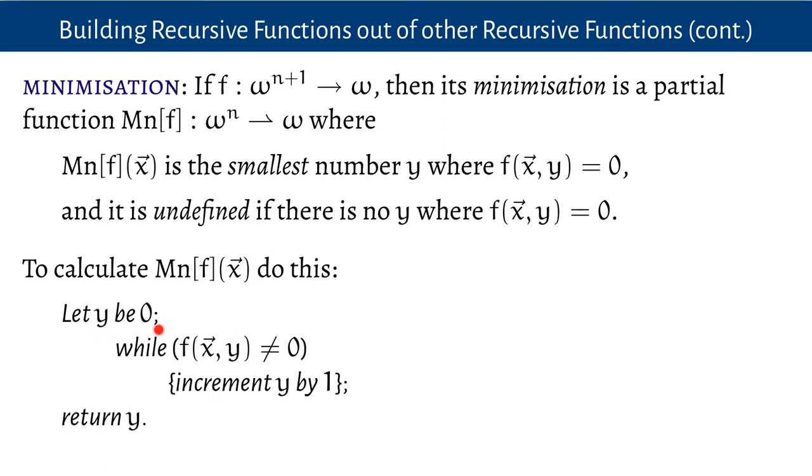We start off by letting y be 0, and we calculate f applied to the x's together with y. And if it is 0, we return y, but if it isn't, we add 1 to y and we try it again. So when we start, we calculate f of x and 0. If the result isn't 0, we keep going, and if it is, we return 0. And if it isn't, we add 1 to y and we try it again. If f applied to x and 1 isn't 0, we keep going, but if it is, we return 1. So then, if it isn't, we add 1 to y, so we calculate f of x and 2. If it is 0, we stop and return 2, and if it isn't, we add 1 to y and keep going. And we keep going until we can find 0.